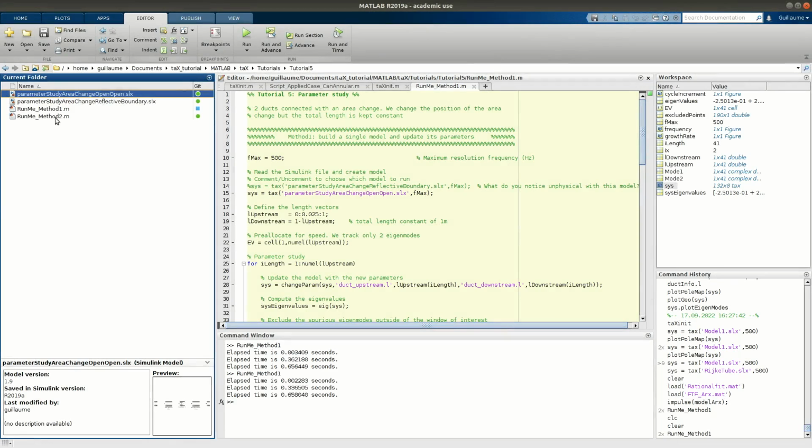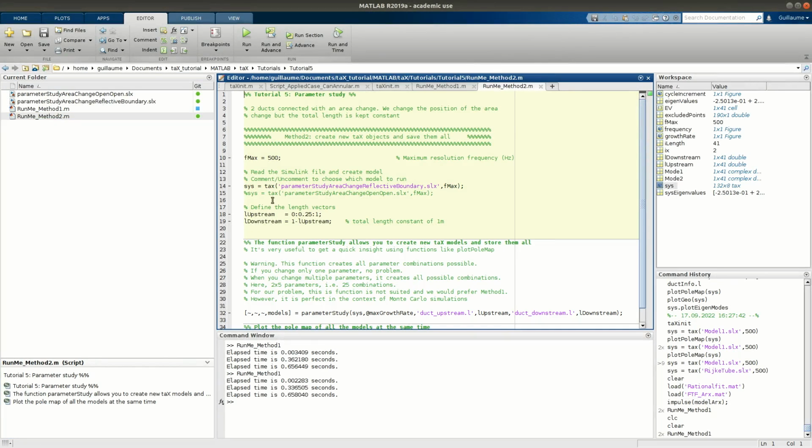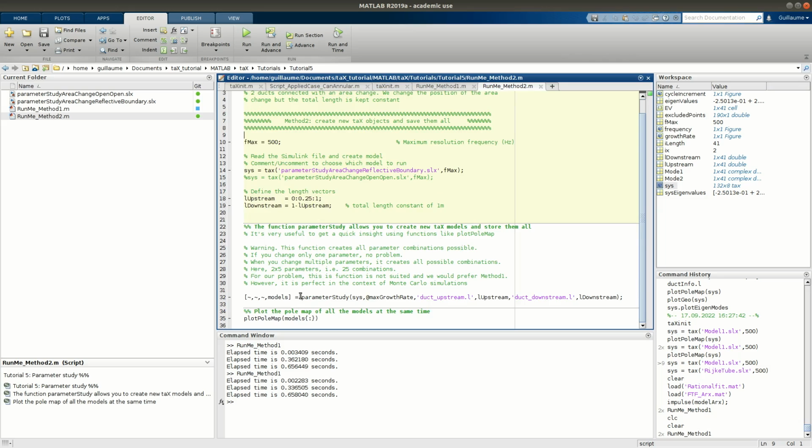Now you have another method to change parameters. It's with the parameterStudy function. So again, you create your TX model. parameterStudy behaves a bit differently. So again, you say which TX model you want to change, and you give the parameters you want to change and the ranges from where to where they change.